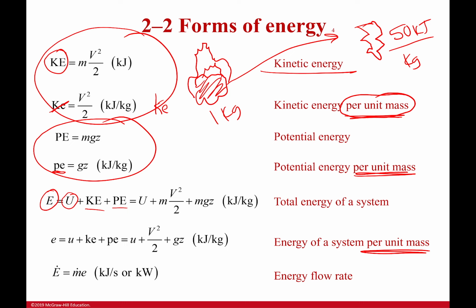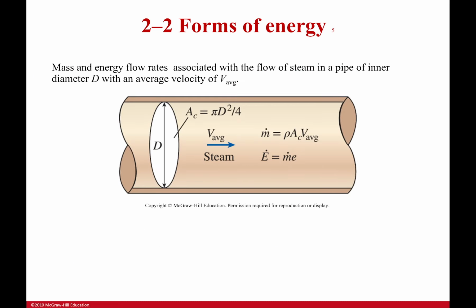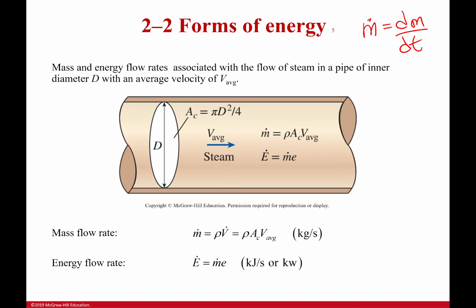Now down here you'll notice I have an E dot and an M dot. Those are all talking about how things change over time. So M dot is simply equal to dm/dt. How is the mass changing with time? Well, let's figure this out. I've got these equations here. The mass flow rate is equal to my density times the area of wherever it's passing through times the average velocity. Once again, that is velocity.